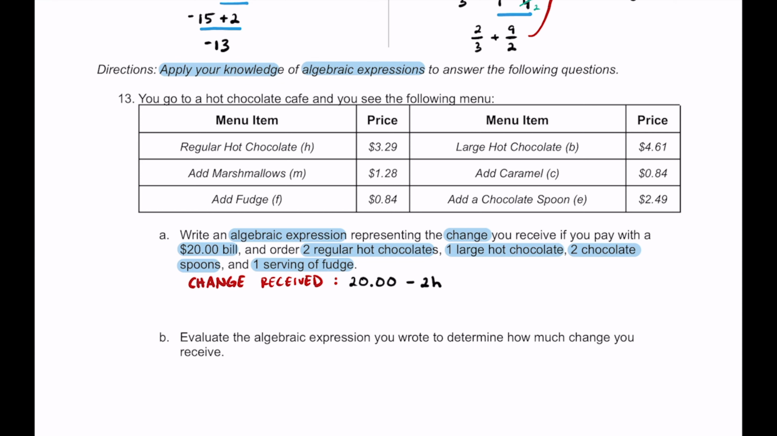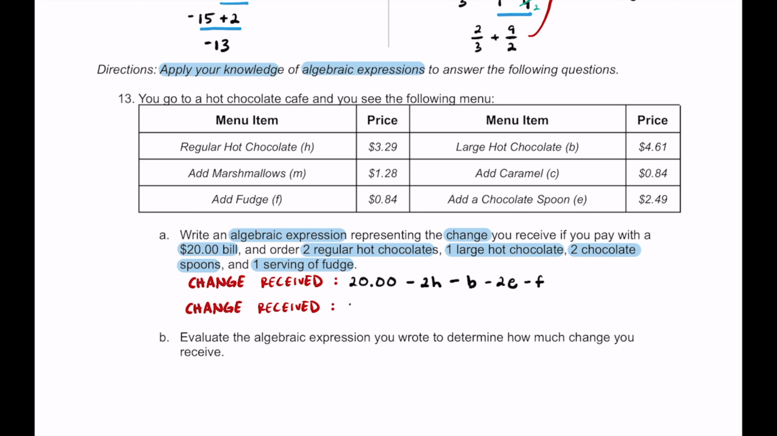Then it looks like we are buying 1 of these large hot chocolates, which is represented by B. So we can write minus 1B or just minus B, right? By the identity property, we don't have to write that 1. After that, we're buying 2 of these chocolate spoons. Each of these chocolate spoons is represented by the variable E. So let's subtract the cost of these chocolate spoons, so 2E. And then finally, we're getting 1 serving of fudge, which is represented by the variable F. So we can write minus 1F or just minus F.